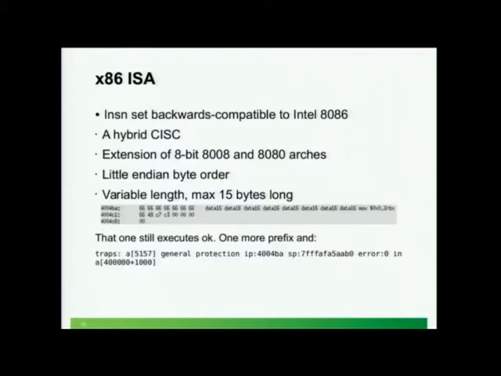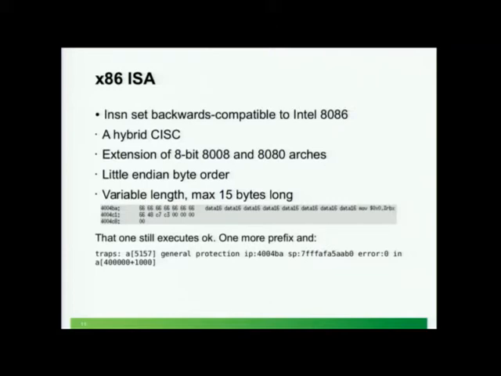Okay, so the instruction set architecture of 8086 is more or less backwards compatible to the first x86 CPU. All the extensions added over the years recycle instructions, and you're going to see later how. It's a hybrid CISC, so CISC is a complex instruction set computer, which means that one instruction in assembly gets split into multiple instructions executed by a machine. I say hybrid because there are some instructions in x86 which are mapped one-to-one, so one assembly instruction is mapped to one machine instruction.